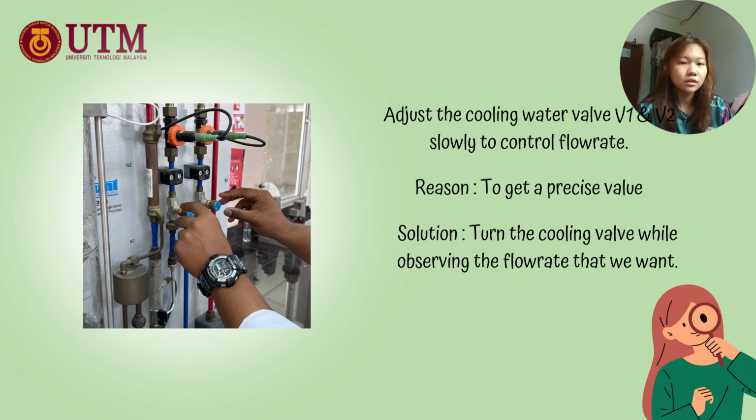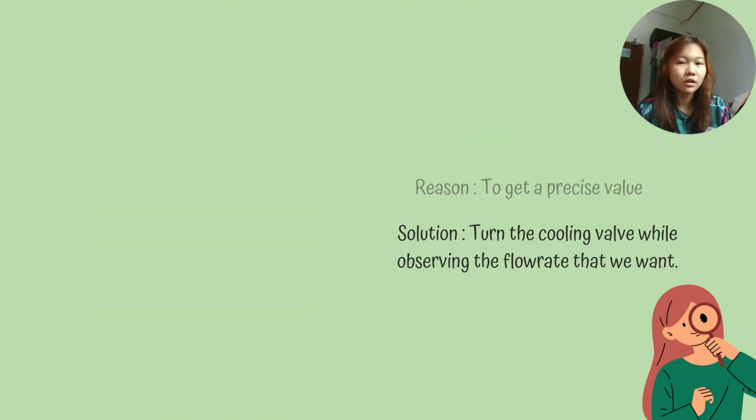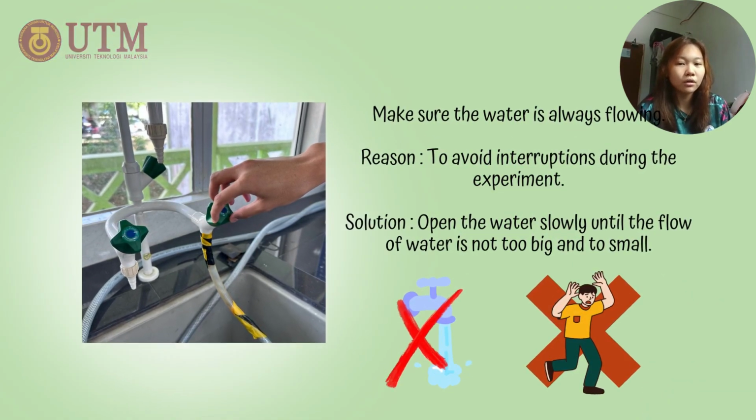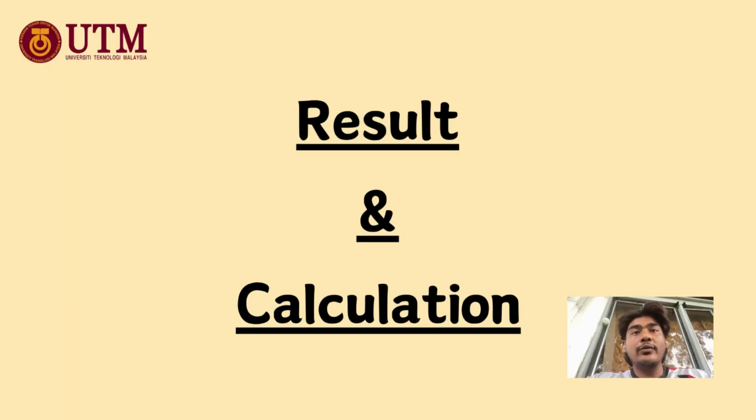Solution: turn the cooling valve while observing the flow rate that we want, slowly, until the flow of water is not too big and not too small. Next, we move on to the result and calculation part.